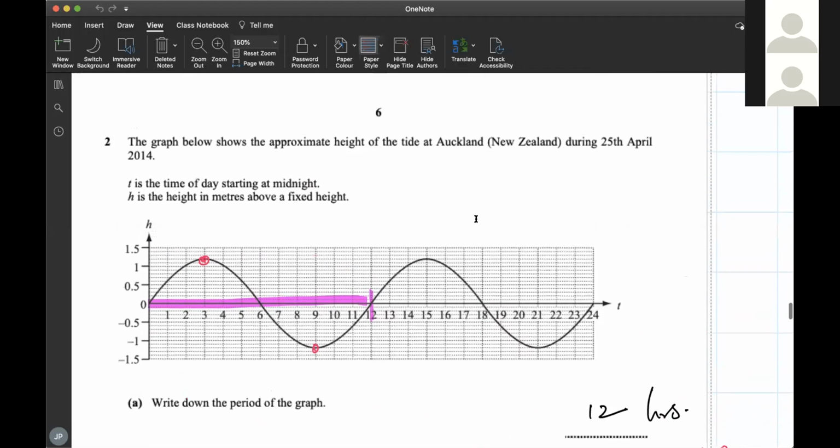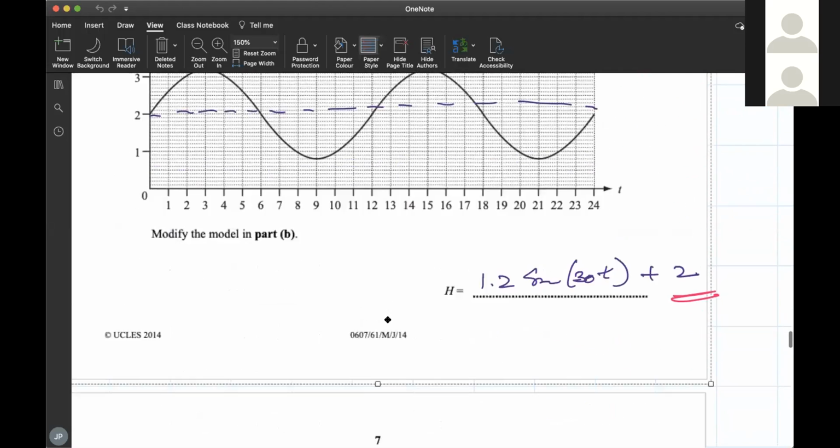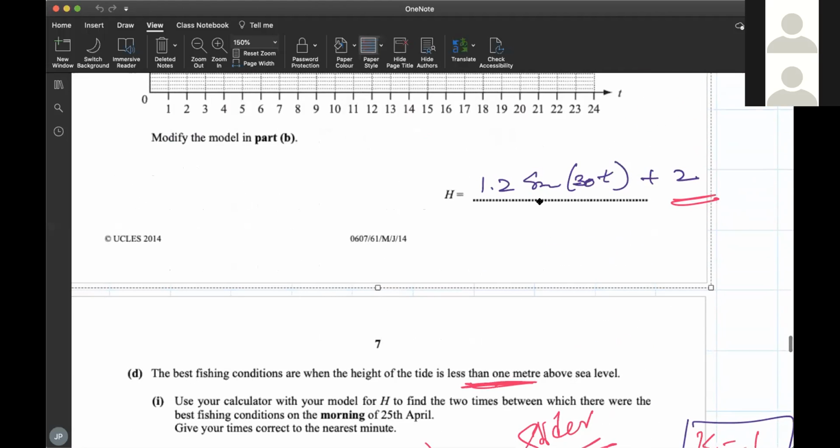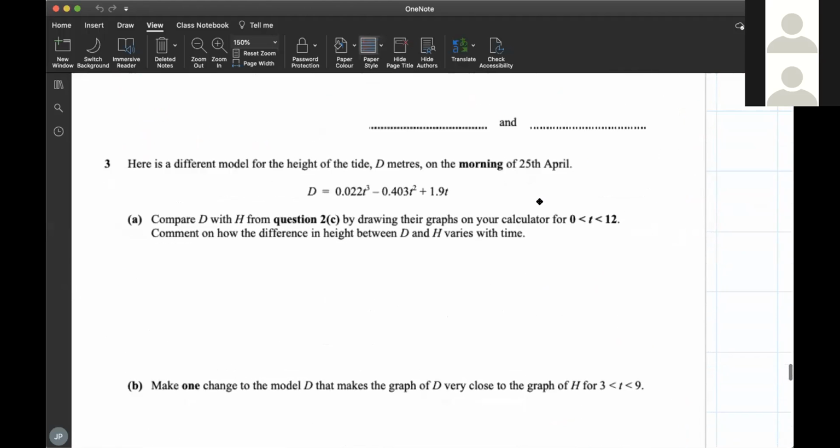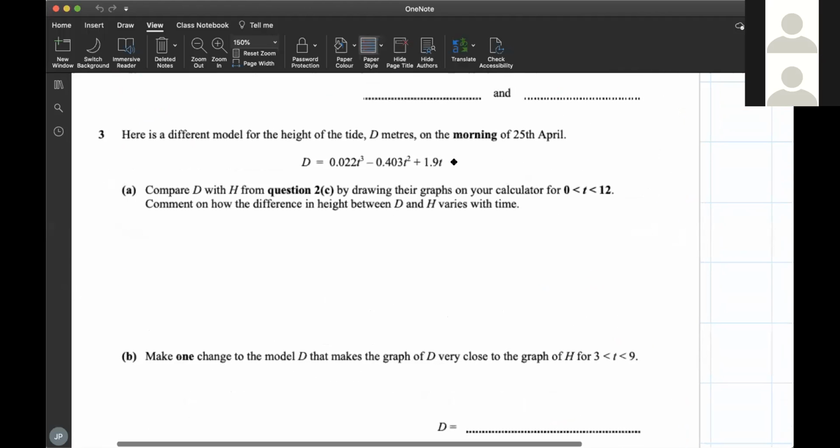You know, this question starts off saying the height of the tide, right? Look at this. The height, they have said it is given by the sine, which we said is what the sine height came to be. But now they've said another model is this cubic model. They've asked you to compare the difference in the height. Let's do this. But remember they've said between 0 to 12. So I'm going to do that for you.